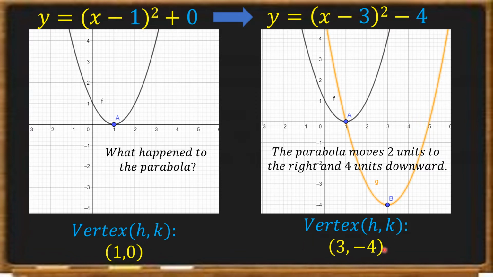So here, if you have two given quadratic functions, from the first quadratic function to this quadratic function, what happened to the graph or to the parabola? Here, the parabola moves 2 units to the right and 4 units downward. Okay, another example.